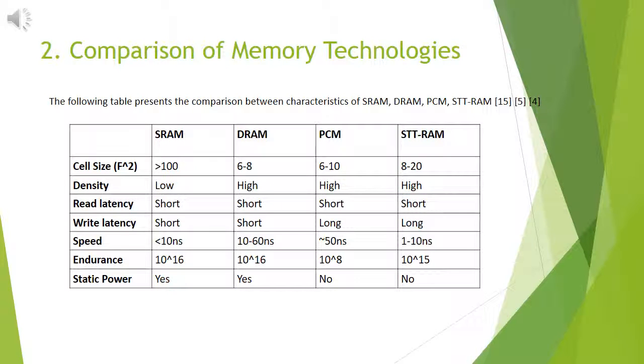The following table shows a comparison between the characteristics of SRAM, DRAM, PCM and STT-RAM. Because of these characteristics, PCM is considered a good candidate for replacement of DRAM, and STT-RAM a good candidate for DRAM and SRAM.